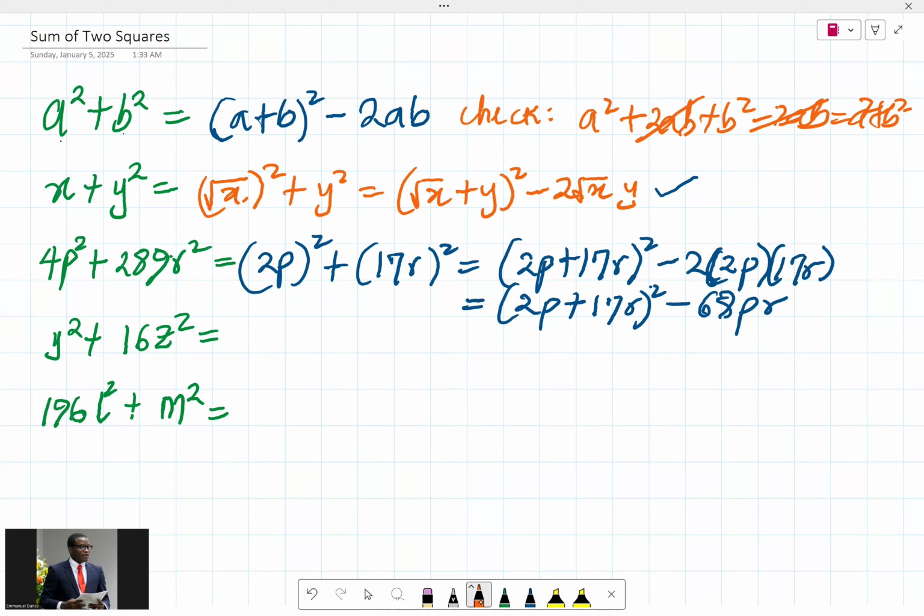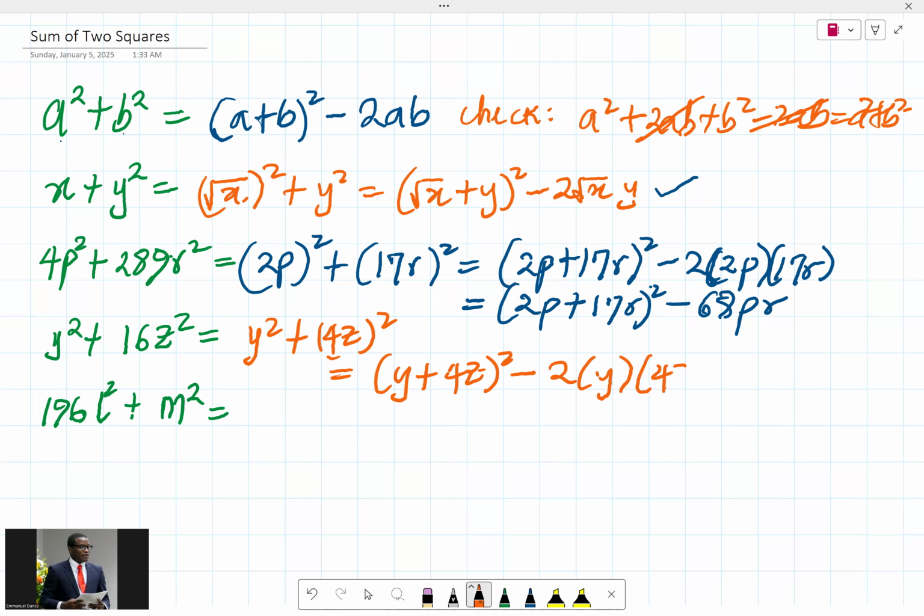So next we have y squared plus 16z squared. So here you have y squared plus 4z all squared. So that means you are going to have y plus 4z all squared minus 2 times y into 4z. Okay, let me bring it down this way. So now this is equal to y plus 4z all squared minus 2 times y times 4z, that's 8yz.